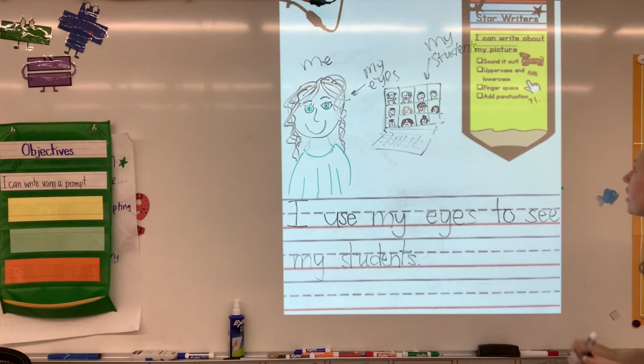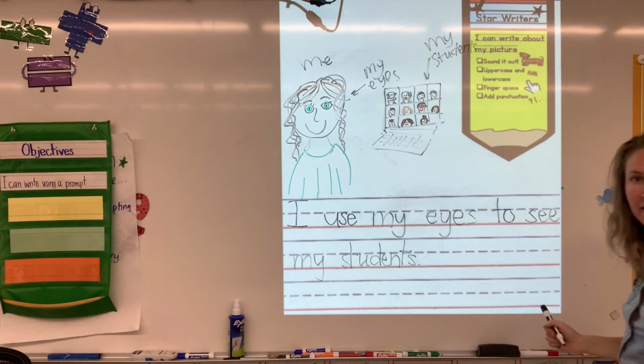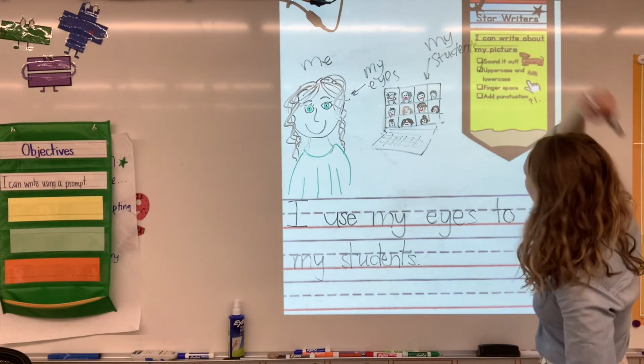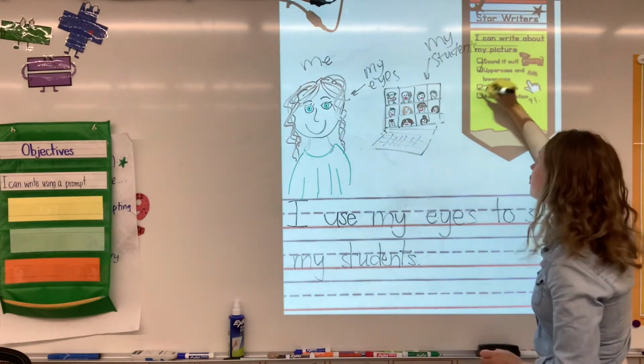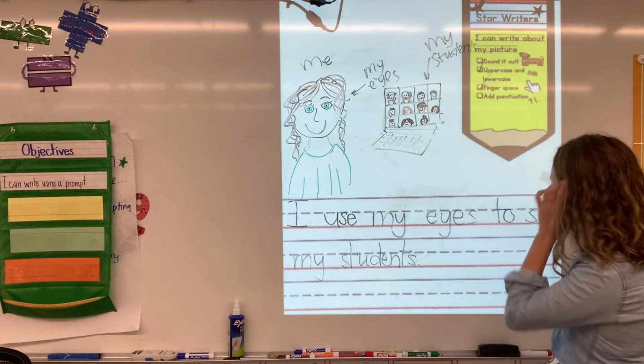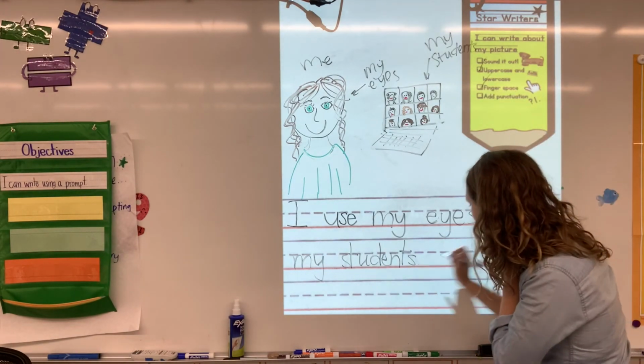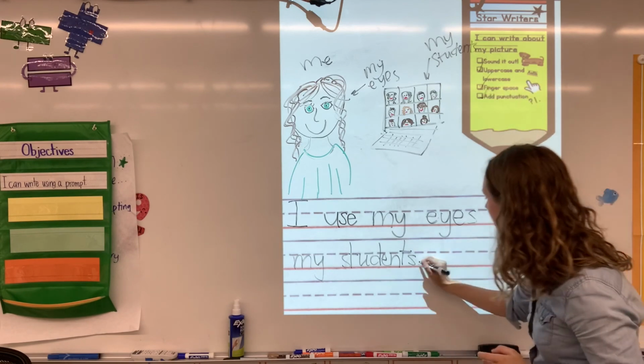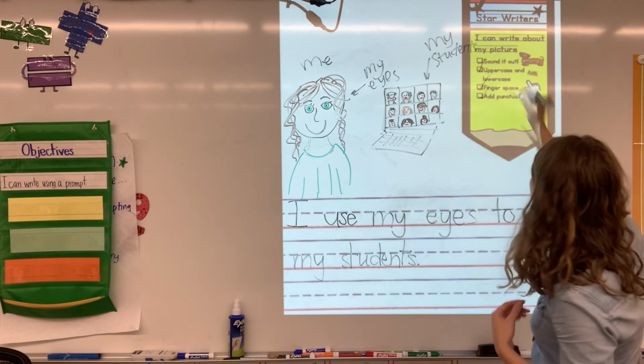and I'll double check my work here. Did I use uppercase and lowercase? Sure did. Did I use finger space? I sure did. And I need to add a period at the end. Oh, I did, so I'm all good there. And I sounded out my words.